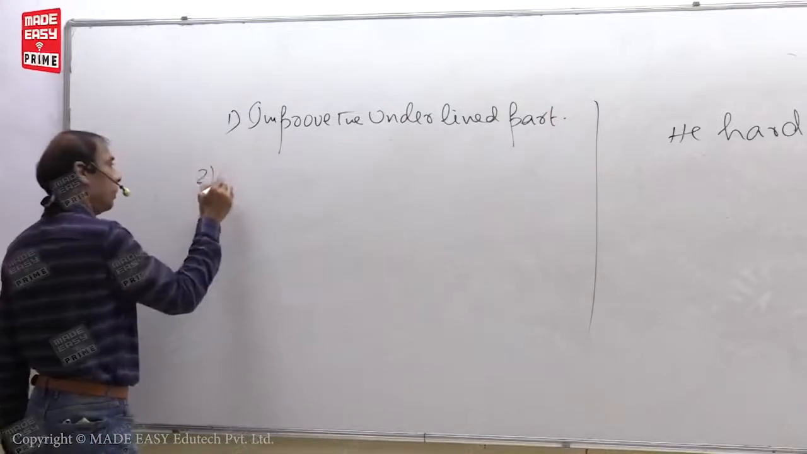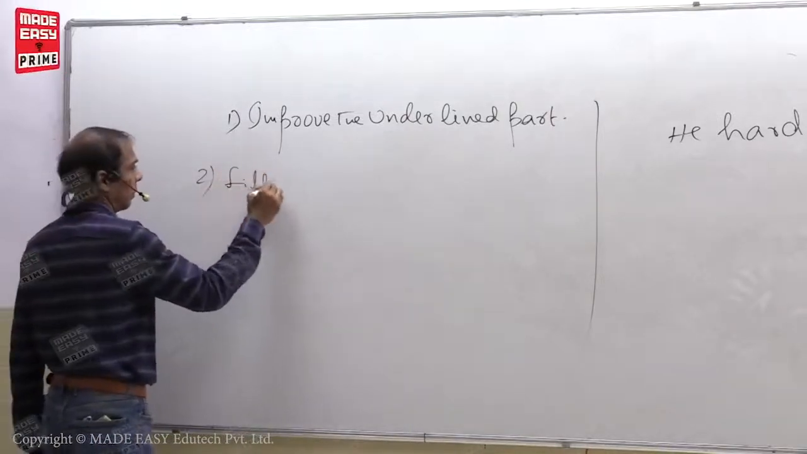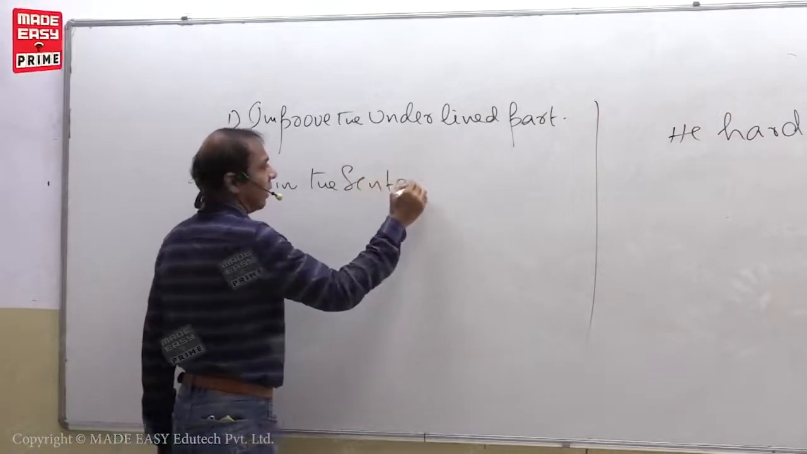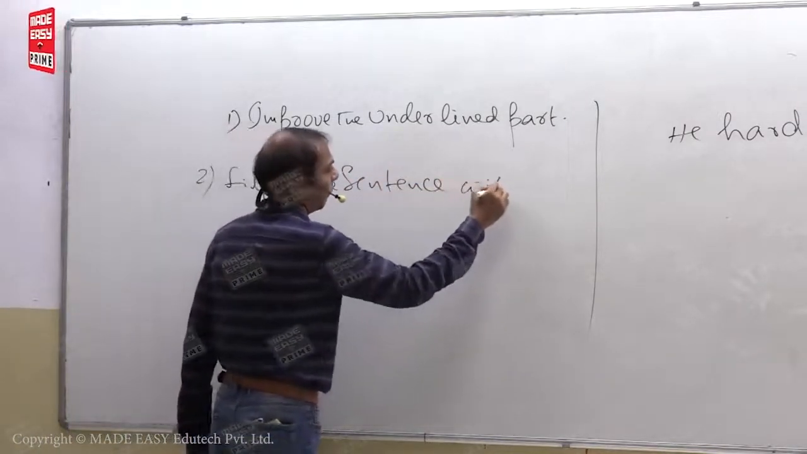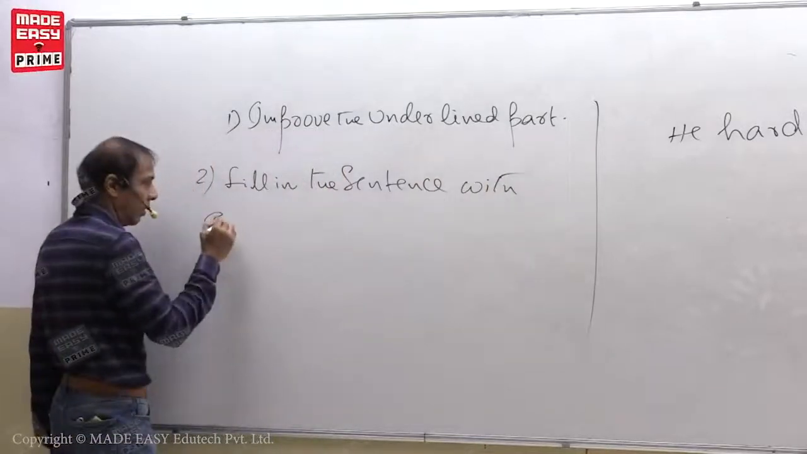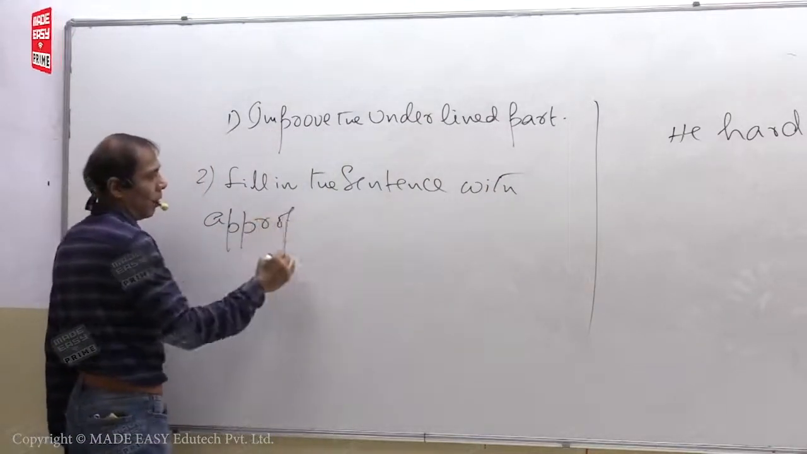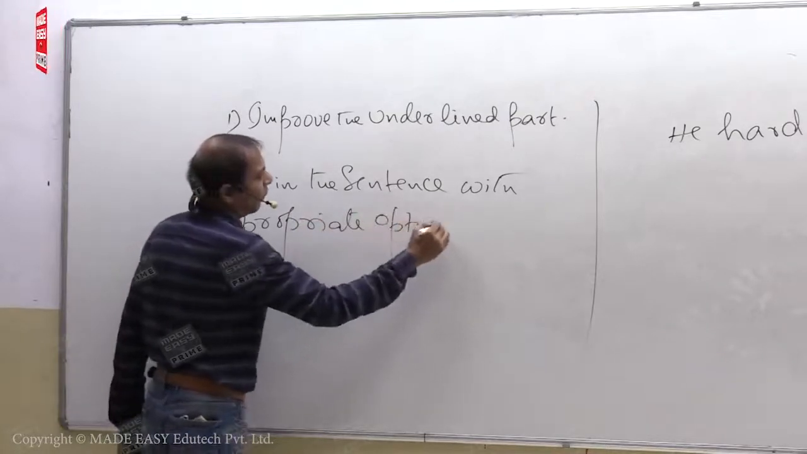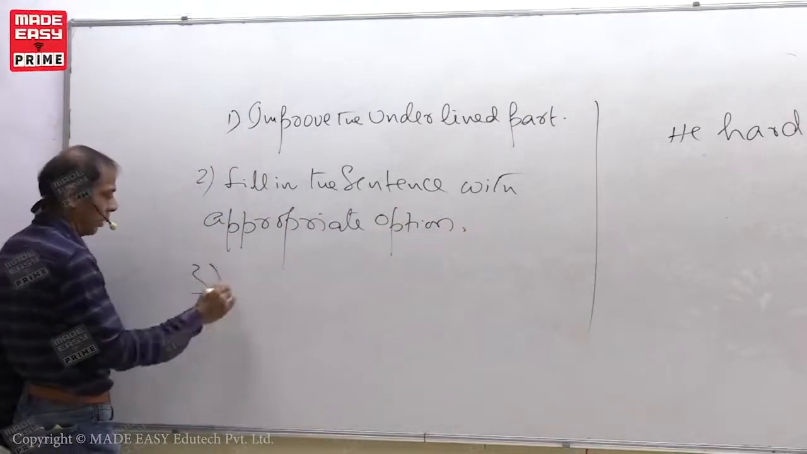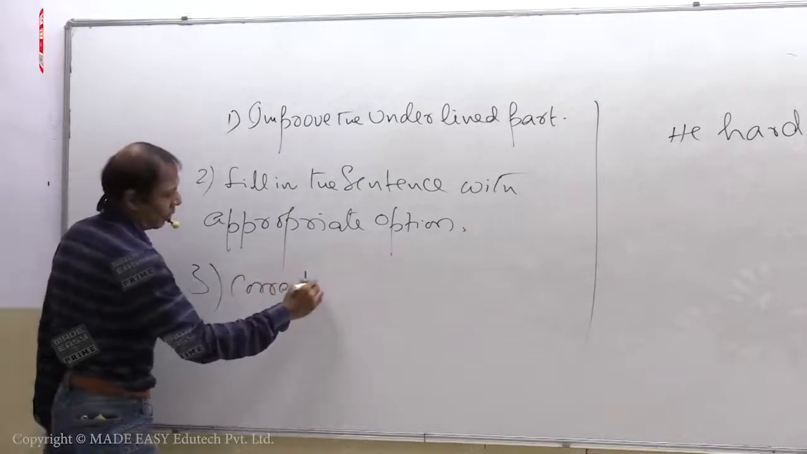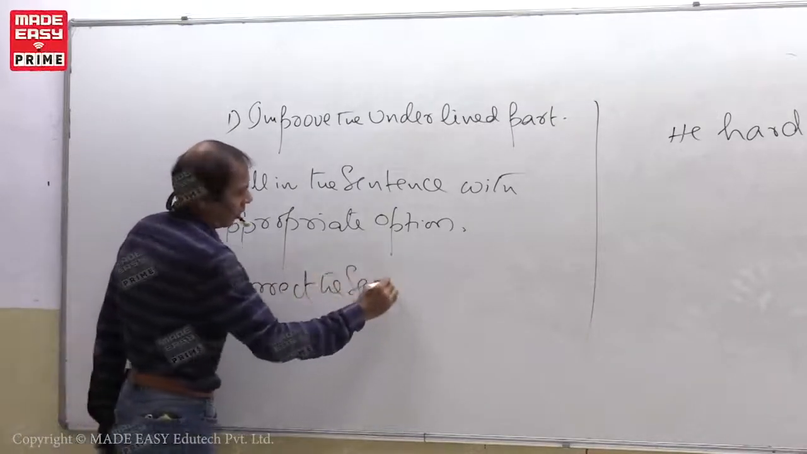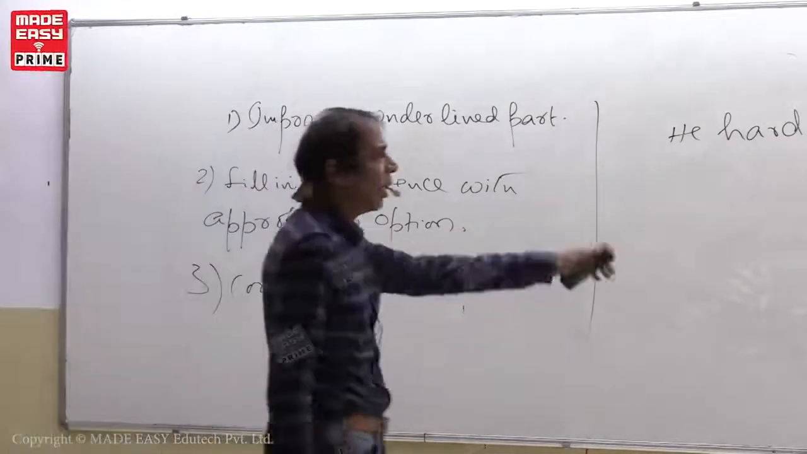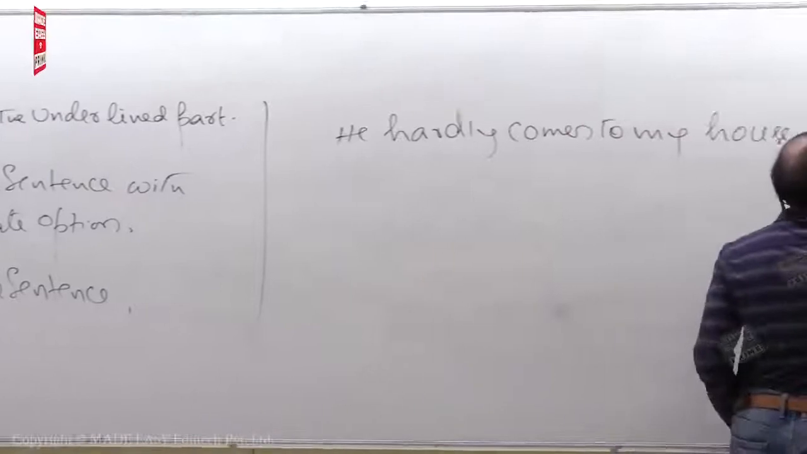Two, fill in the sentence with appropriate option. Three, correct the sentence. See, he hardly comes to my house.